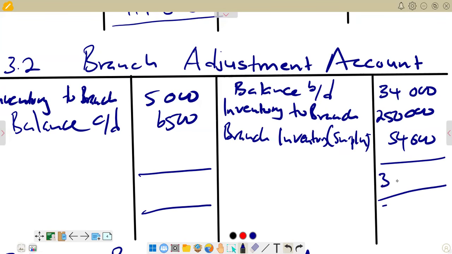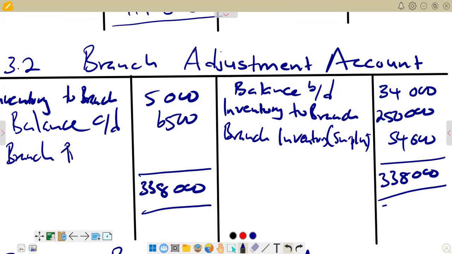The greater total comes in between double lines, on both sides. So we've got a smaller total on the debit side. The balancing figure in the branch adjustment account, no matter what side, you just transfer it to the branch profit or loss. So if you say 338,000 minus 6,500 minus 5,000, the answer that you are supposed to get there is 326,500.